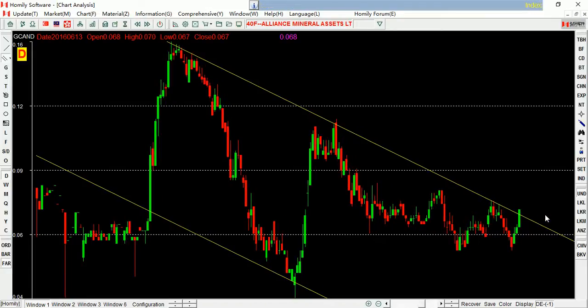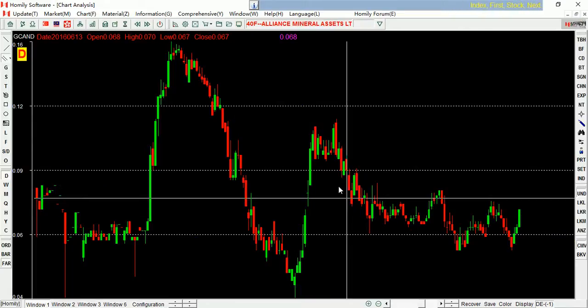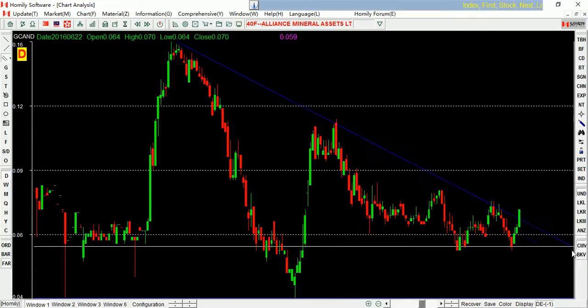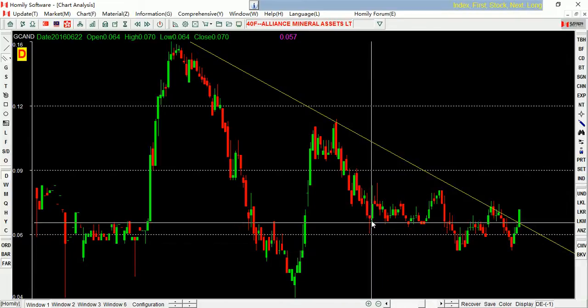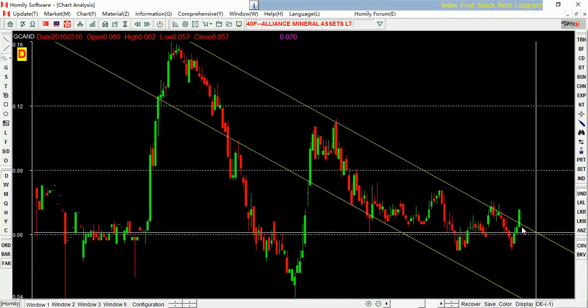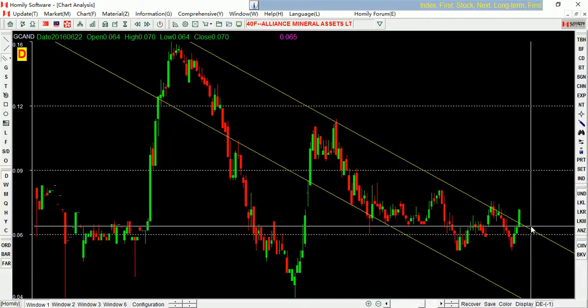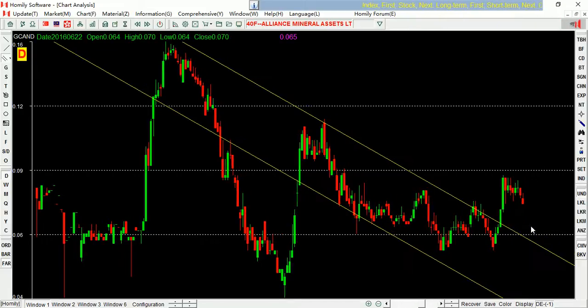Here is the buy point or sell point? So we draw this trend line. Maybe it's better. Here is the buy point or sell point? Here is the buy point. Okay.